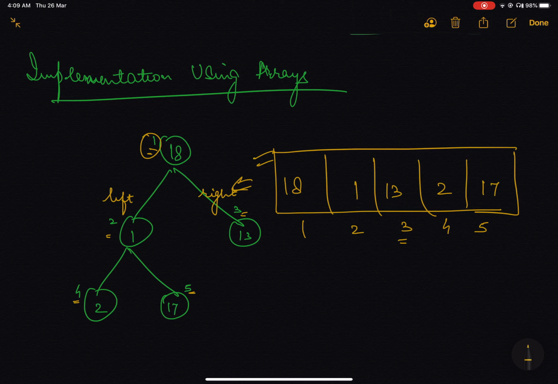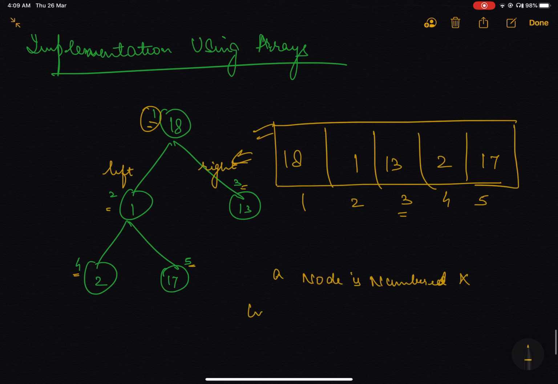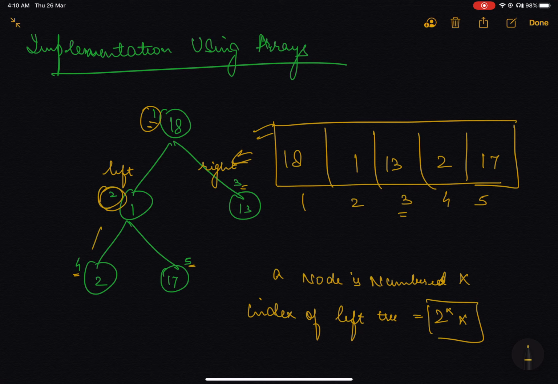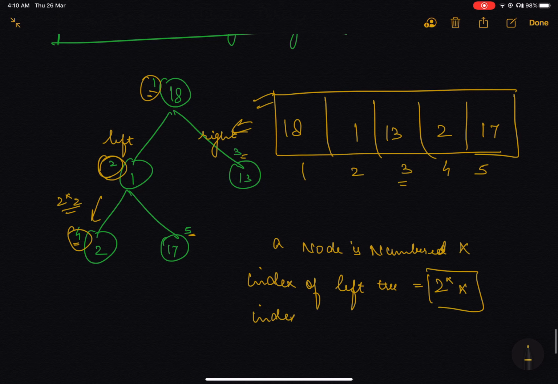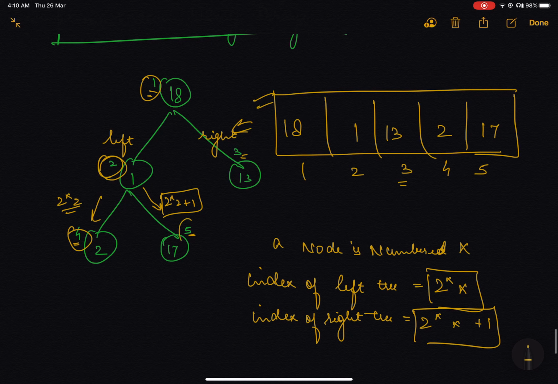What we realize from here is that if a node is numbered x, the index of left tree is 2 into x. For example, for this case, the index of left subtree was 2 into 2, which is 4. Also, the index of right tree is going to be 2 into x plus 1. So, here the index of right is 2 into 2 plus 1, which is nothing but 5. So, this particular array implicitly holds the left and right pointers.